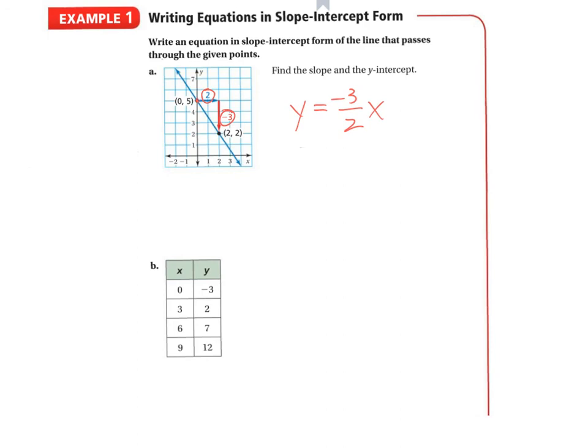Well, it intercepted the y right here at 0, 5. So I use plus 5 because it is the positive 5. If it was on the bottom down here at -5, I would use negative. This would be -5. Okay.